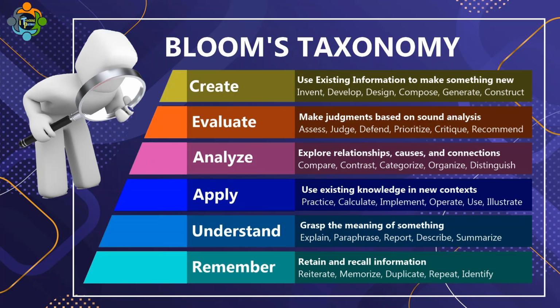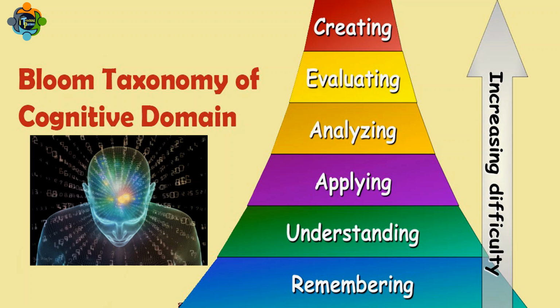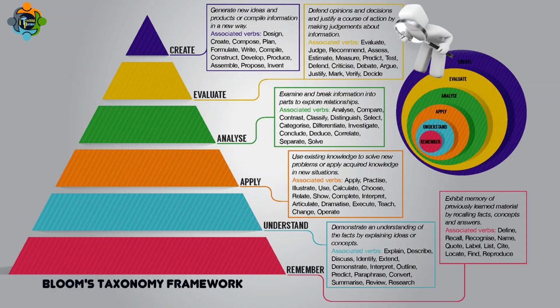Today we will be exploring Bloom's 6 cognitive levels and how they can be applied across various subjects. Bloom's taxonomy is a widely used framework in education that categorizes different levels of thinking skills, from lower order to higher order cognition. So let us explore each level with subject-wise examples.